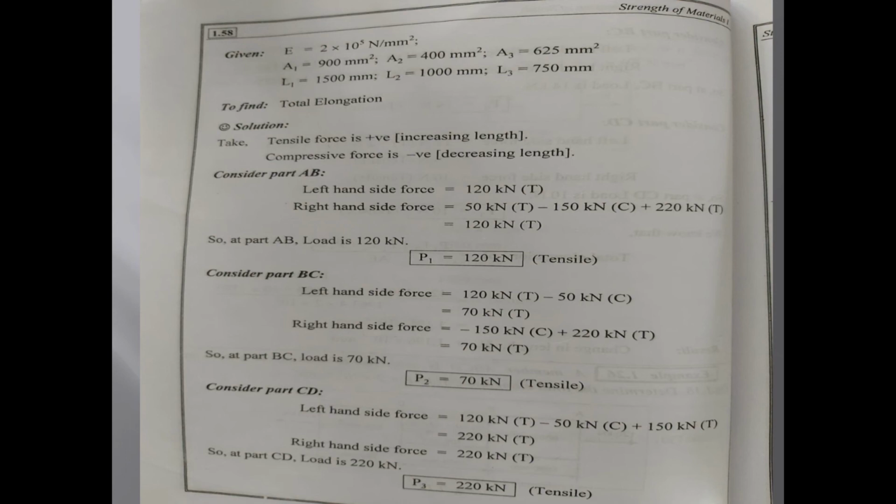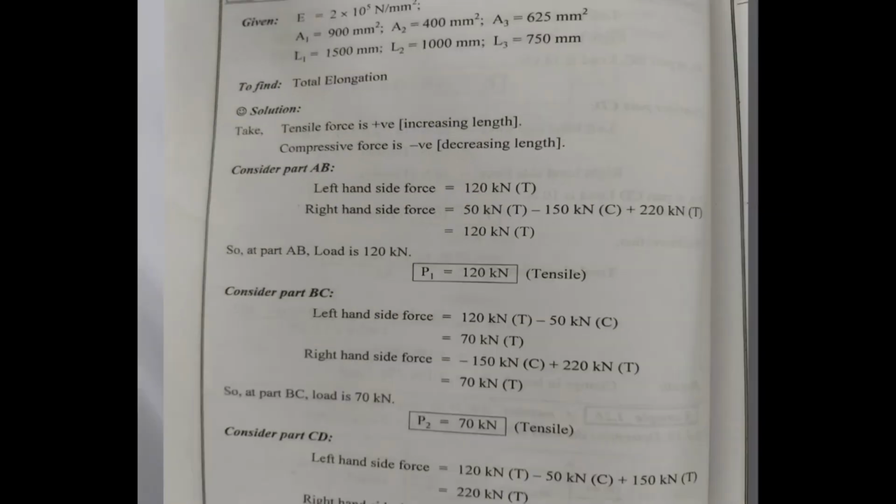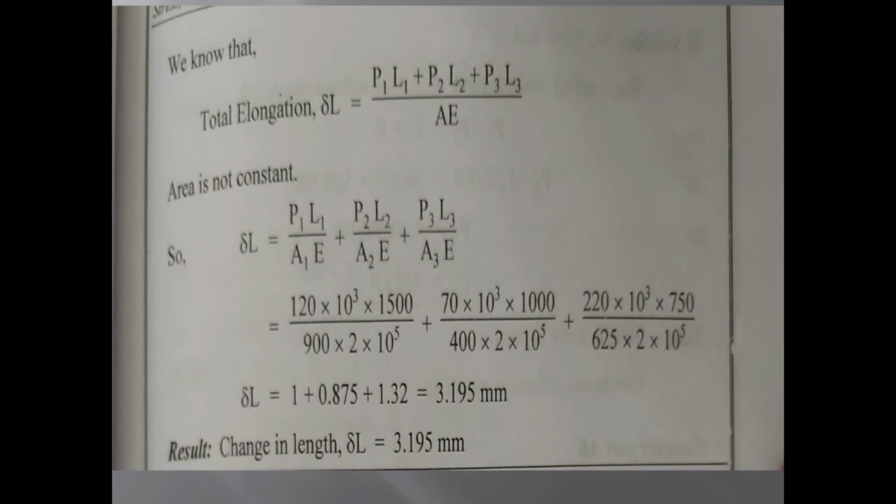Now you got the values P1, P2 and P3. Then just find the elongation del L. The elongation del L formula is P1 L1 plus P2 L2 plus P3 L3 divided by AE. Then substitute all the values in the del L formula. Del L means elongation, or change in length due to the deformation of the bar. When we apply the load, the member undergoes deformation. That deformation we consider as the elongation or change in length del L.